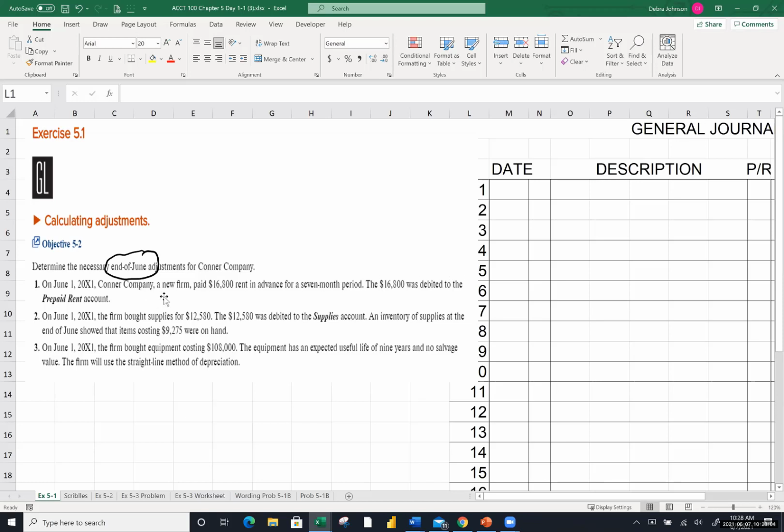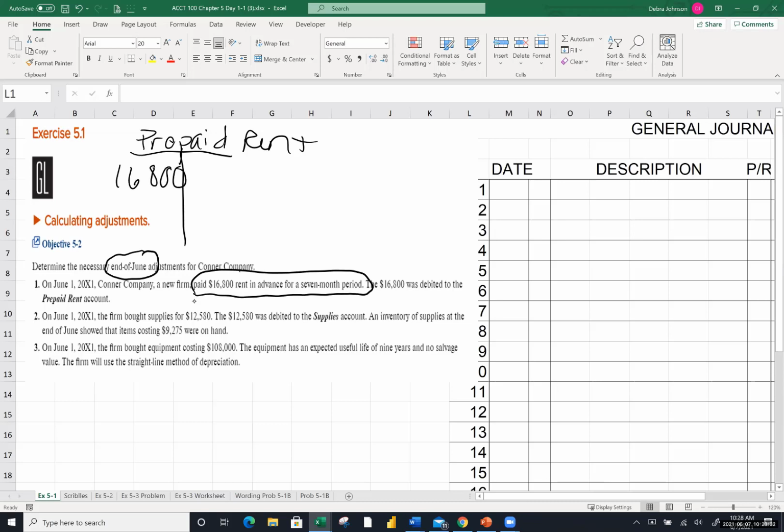So number 1 says on June 1st, a new firm paid $16,800 rent in advance for 7 months. The $16,800 was debited to the prepaid rent. Okay, well, a T account might help us. You don't have to do them, but they are good learning tools. So here's my prepaid rent. And what's sitting in there is $16,800. And they paid this on June 1st. And this was for 7 months.